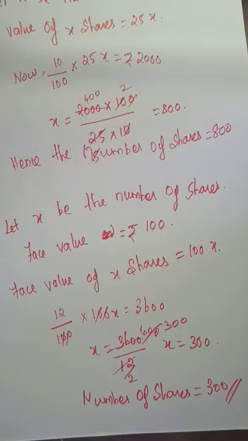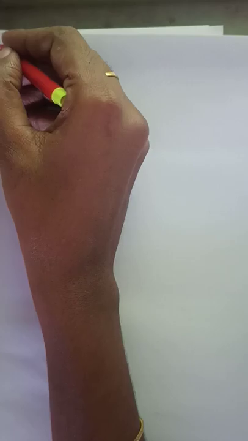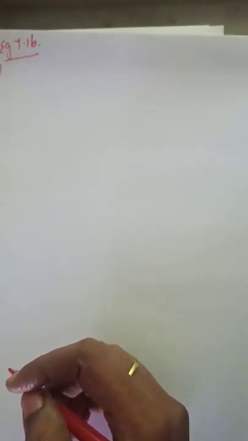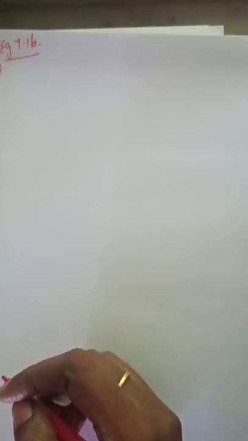Example 7.16. Check out the question from your book. A man invests 96,000 on 100 shares at rupees 80. If the company pays him 18% as dividend, find the number of shares he bought, their dividend, and percentage of return. The first part is the number of shares he bought, the second one is the dividend, and the third one is the percentage of return. So we need to find all three.